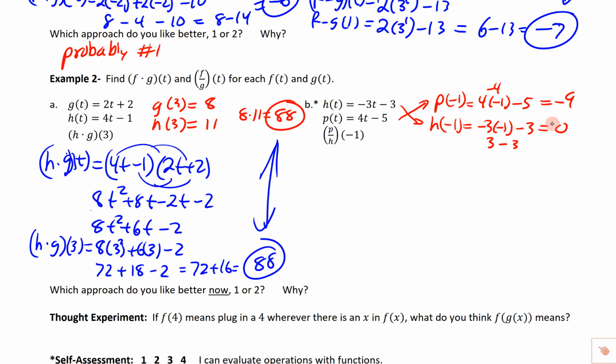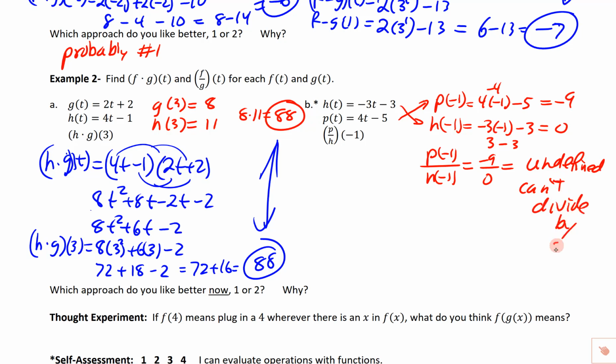Now here's why this is a really big deal, especially on this one. We want to find p over h. So if we do p of -1 and put it over h of -1, watch what happens. The p value is -9 and the h value is 0, so we end up with undefined. Can't divide by 0. So we run into a pretty major issue right here, and I'm going to go ahead and circle that.